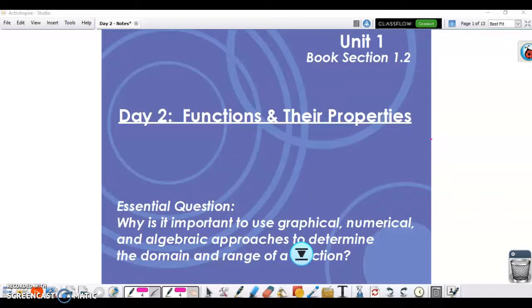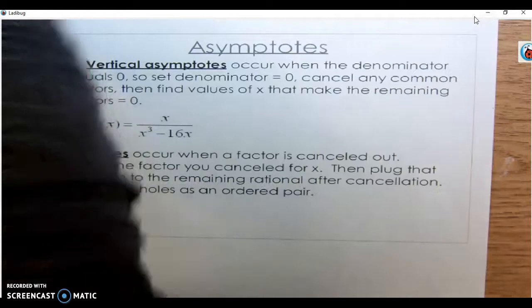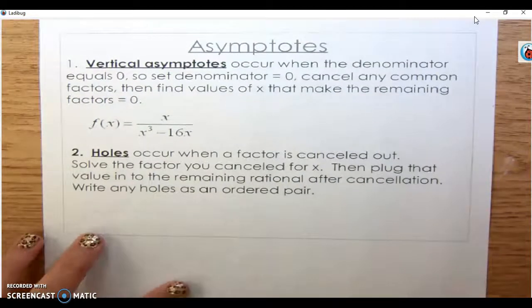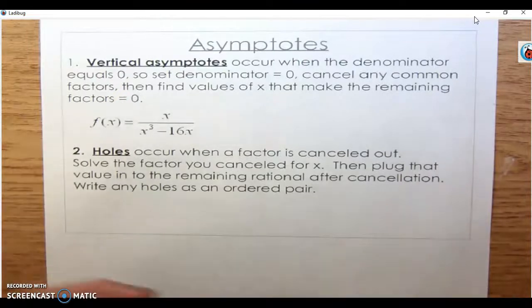So today we're going to be doing Unit 1, Day 2. This is just a continuation from Day 1 notes. So we're going to start out talking about asymptotes. Hopefully this is a review from your Math 3 class, but if not, you can learn it now.